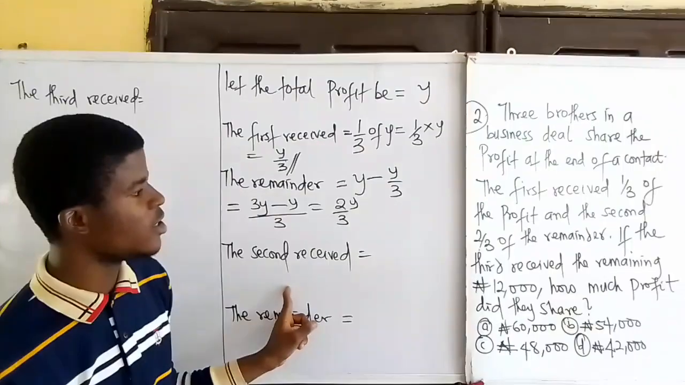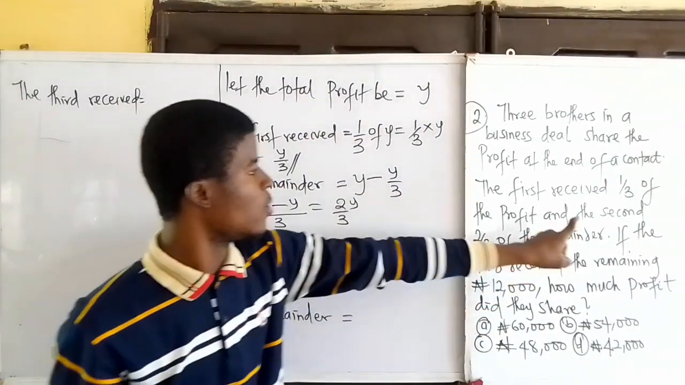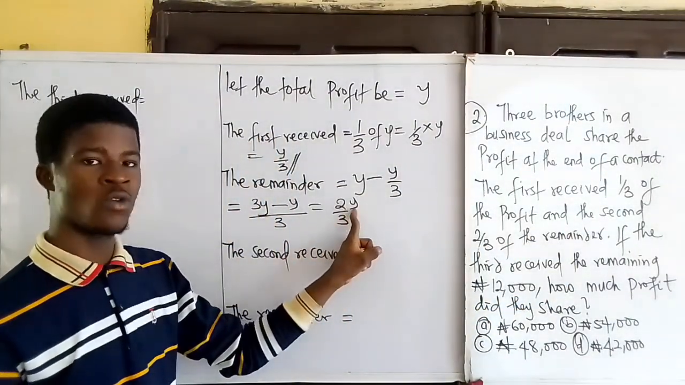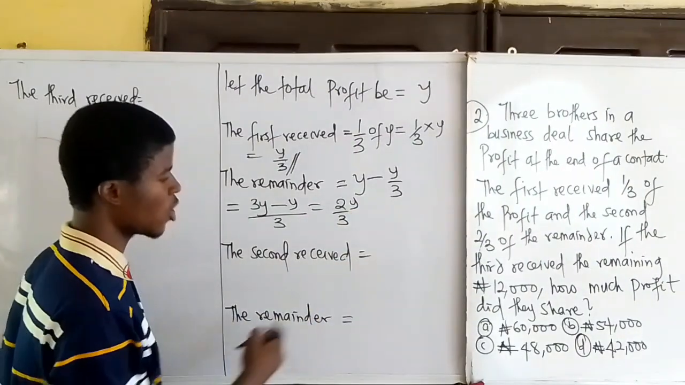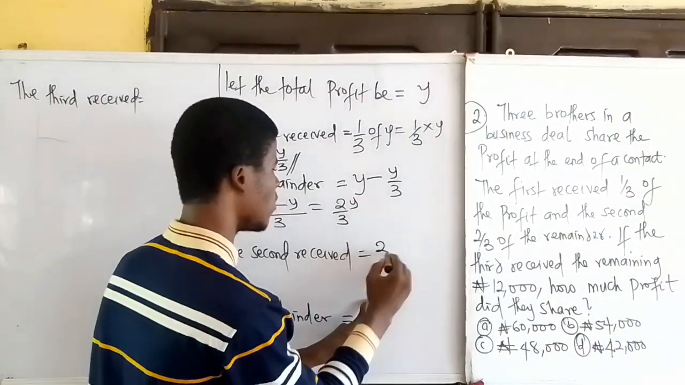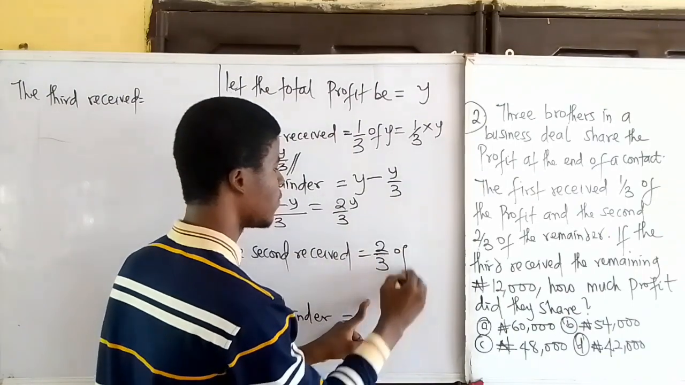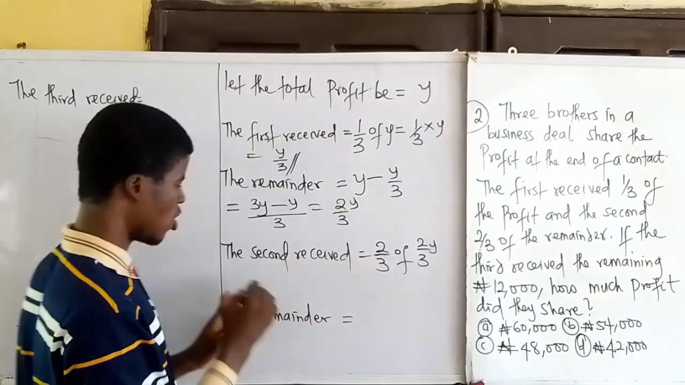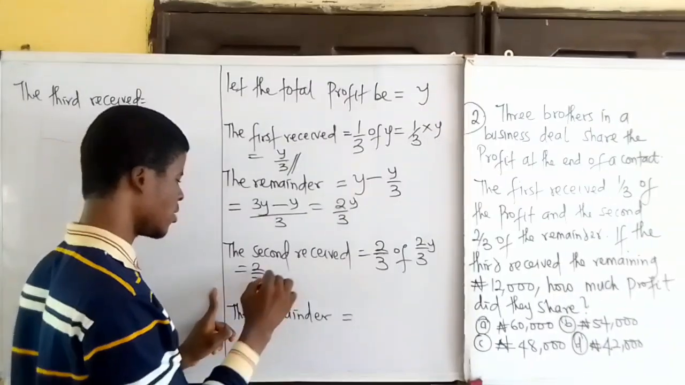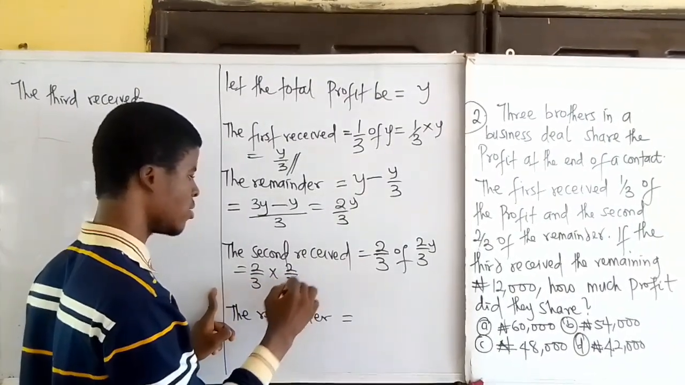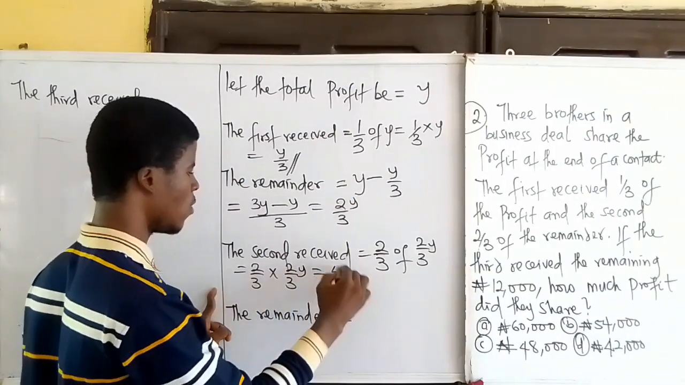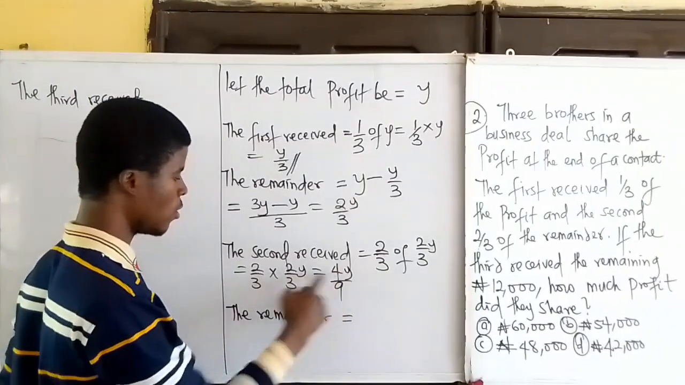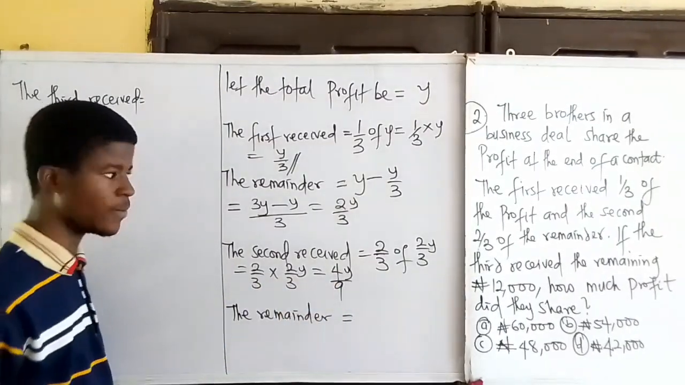Now the second person received 2/3 of the remainder. This is the remainder, 2 over 3 of Y. So the second person will receive 2 over 3 of this 2 over 3 Y. So that will be 2 over 3 times 2 over 3 Y. This is just 4Y over 9. 2 times 2 is 4. 3 times 3 is 9.